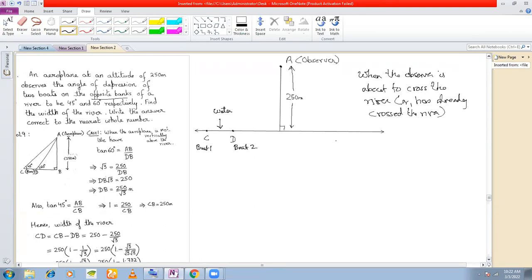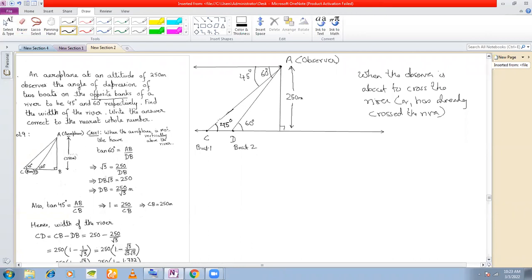And what is given here is that the angle of depression of these two boats at C and D are 45 degree and 60 degree. So this is your line of sight. From A, you are observing D, and from A, you are observing C, right? And the angle of depression is given. So if this is your horizontal, then the angles made by your line of sight with the horizontal are given to be, this is the greater angle, so 60 degree, and this is the smaller angle, which is 45 degree, right?